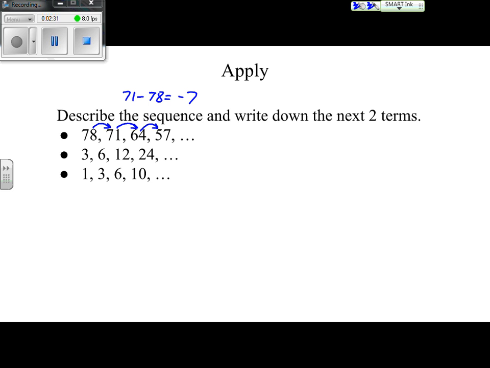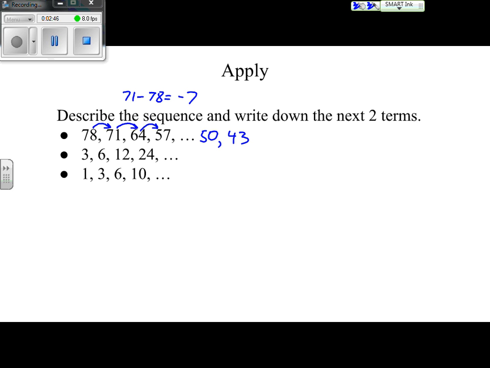So what's going to happen next? Well, if I take 57 and subtract 7, I end up at 50. And if I subtract 7 from 50, I end up at 43. So those would be the next 2 terms, the 5th term and the 6th term, because 4 terms were already given.